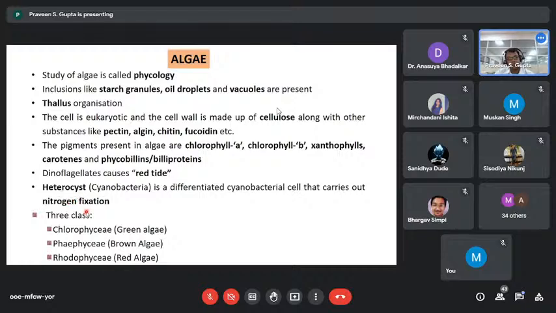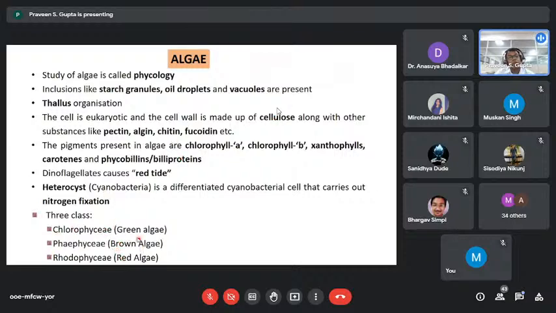Again, the names are sometimes mentioned, as algae are classified on the basis of the different pigments they possess. Like green algae is also known as Chlorophyceae. Chlorophyll pigments are present in them in abundant amounts.